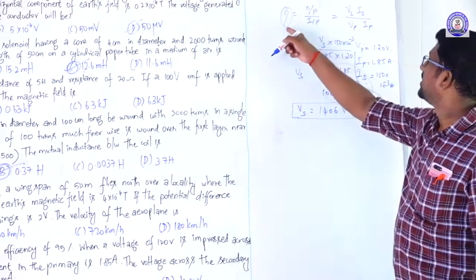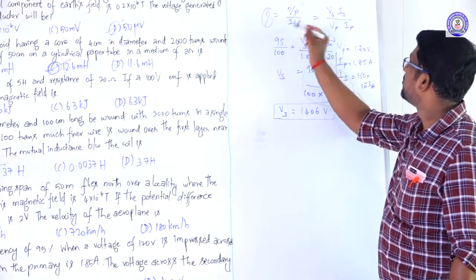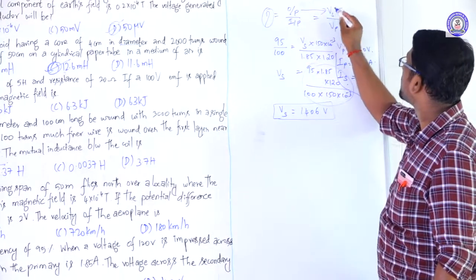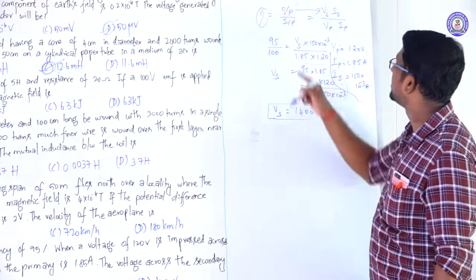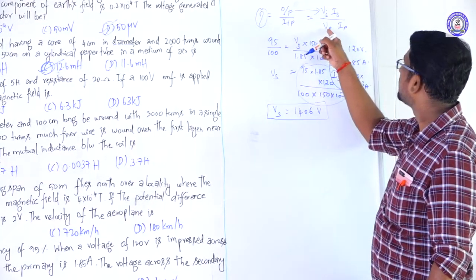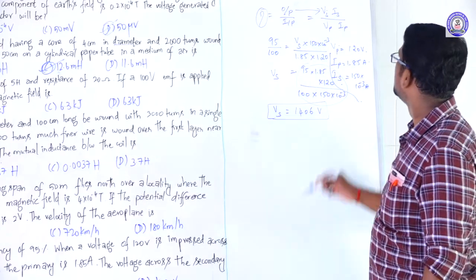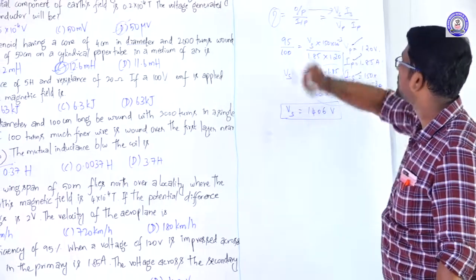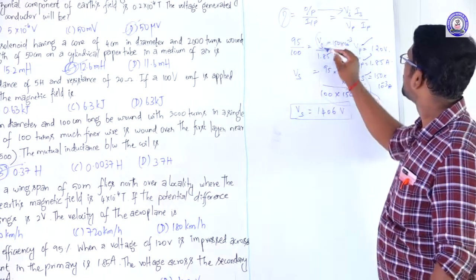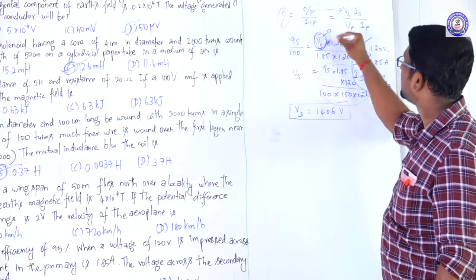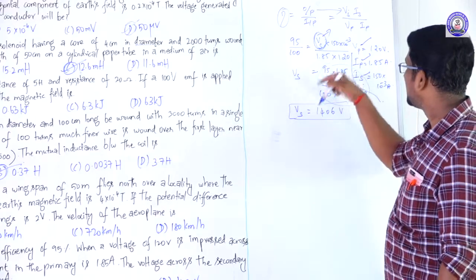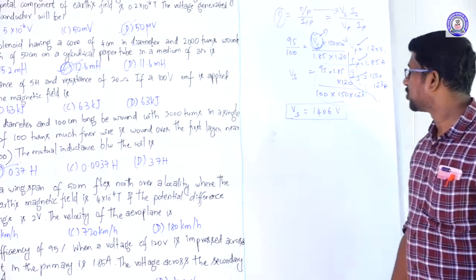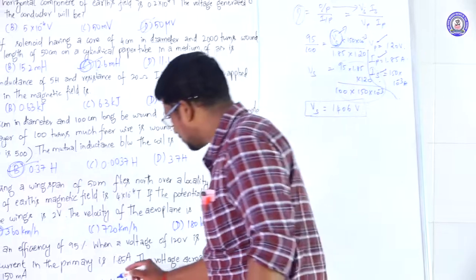Efficiency of the transformer eta is equal to output power divided by input power. Output power is equal to the product of output voltage into output current. Input power is equal to the product of input voltage into input current. Input voltage, input current, output current and efficiency value are given. So from those four values we can calculate the secondary voltage. So the secondary voltage attained in this problem is 1406 volts.